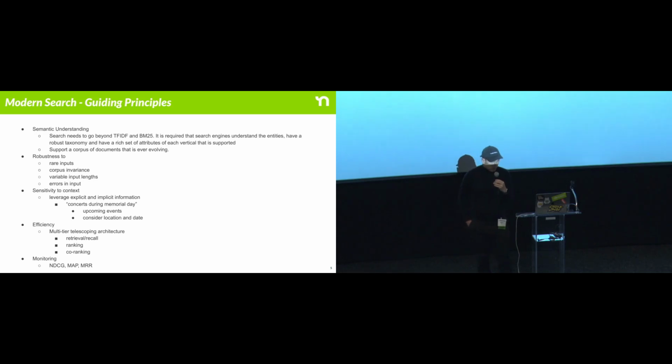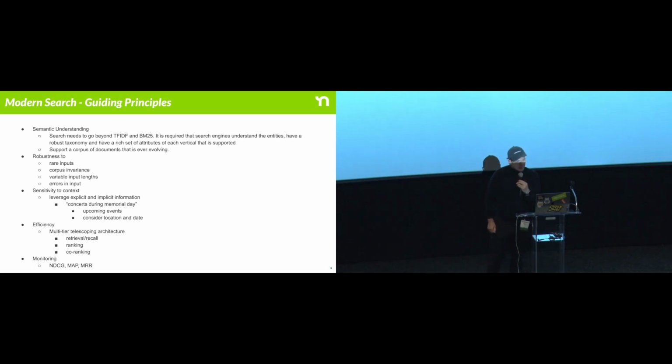Next point is about efficiency. We introduced the multi-tier telescopic architecture where the number of elements that are being ranked or being processed decreases from the top of the funnel all the way to the end of the funnel, while the models that we use are getting more and more complex.